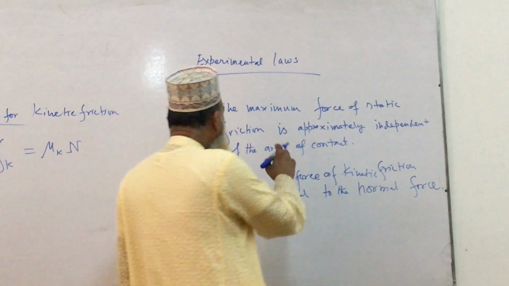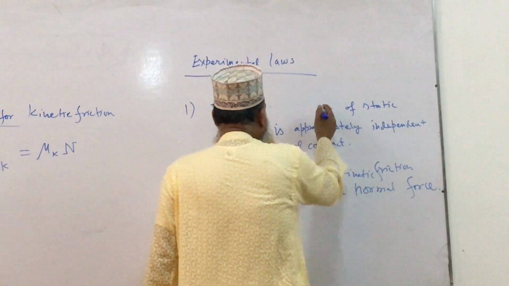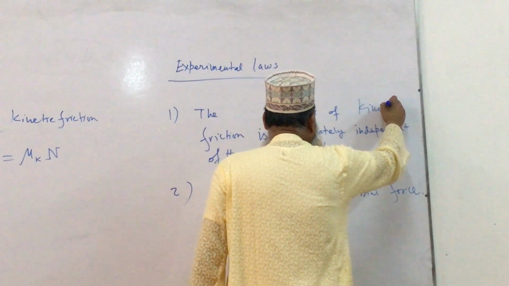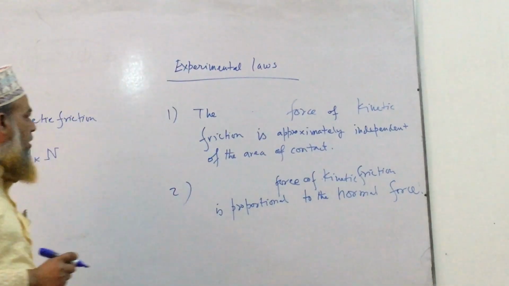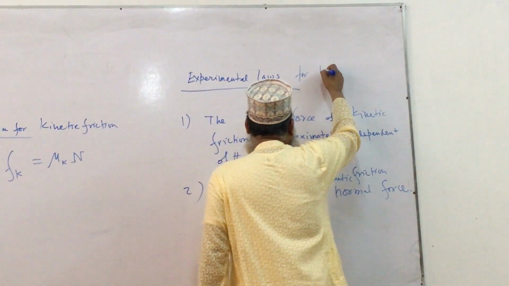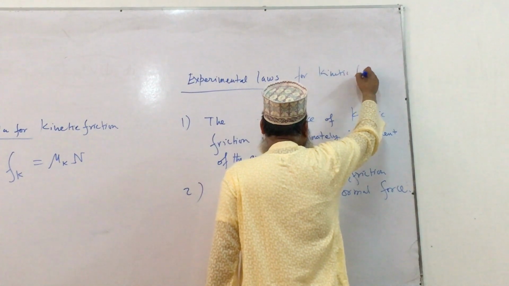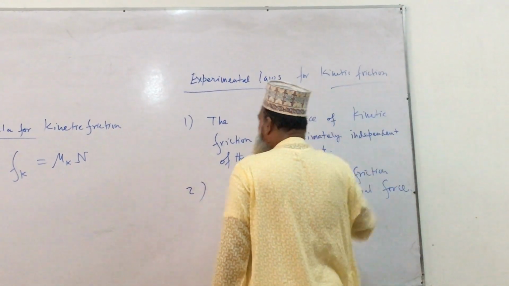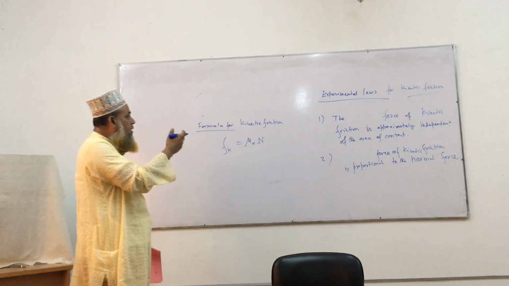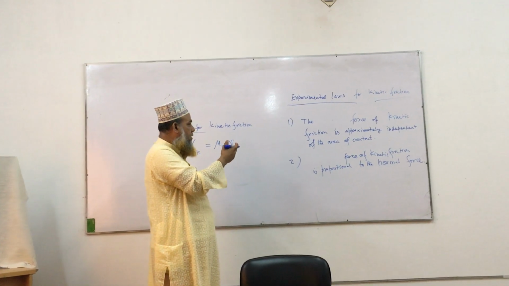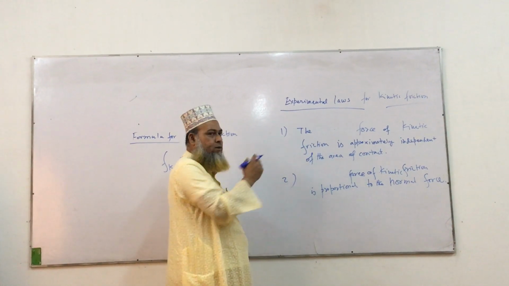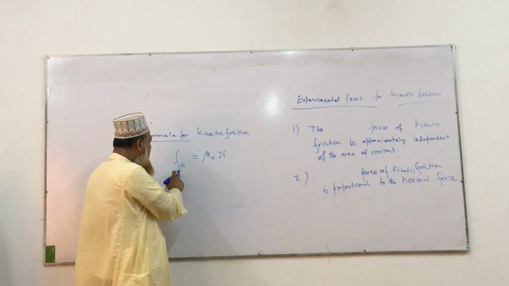And here, the force of kinetic friction is independent of the rate of time. Experimental laws for kinetic friction. Right? Now you can copy this. These are the two laws for kinetic friction. Force of kinetic friction is proportional to the normal force. Force of kinetic friction is approximately independent of the area of contact. And the law is Fk is equal to mu k n.